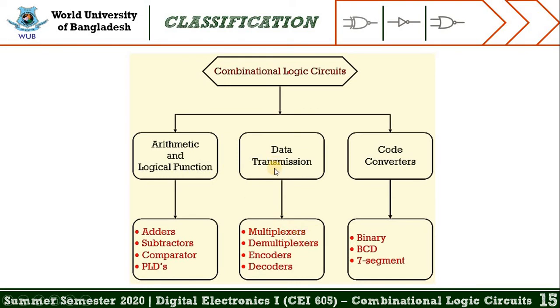So we move to the second classification of the combinational logic circuit, which is data transmission. Data transmission is also subdivided into four categories: multiplexers, demultiplexers, encoders, and decoders. And the last one is code converters. Code converters are subdivided into three categories: number one is binary, number two is BCD, which stands for binary coded decimal, and the last one is 7 segment.